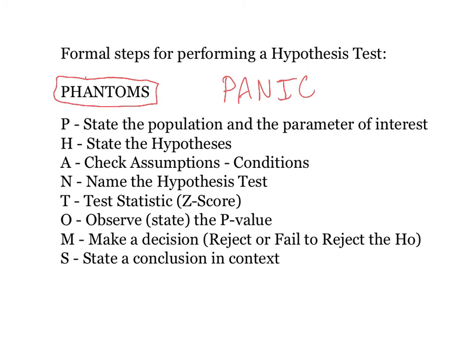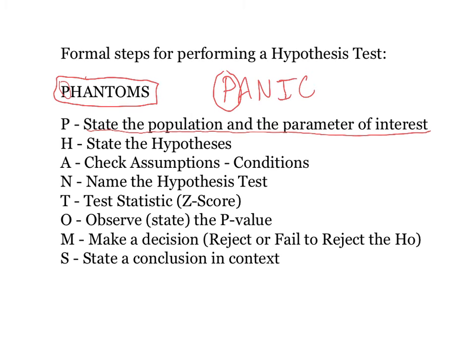And again, you could write these right on your piece of paper if it helps guide your answer. They're not necessary. You don't get marked wrong or right by having just the word PHANTOMS on there. But I think it's super helpful to make sure you've included everything you need. The P stands for, just like it did in PANIC, state the population and the parameter of interest. So like in our problem, we'd say, we're trying to figure out the proportion of electric customers who are satisfied with their service.